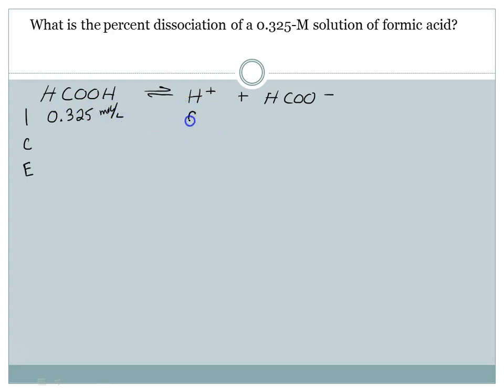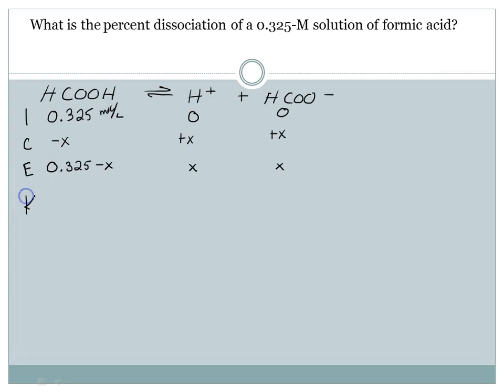My initial concentration of hydrogen ions is 0. The formate ion is 0. How is this going to change? I don't know. I'm going to have to figure that out, but I do know that products go up, reactants go down. So at equilibrium, my concentration is 0.325 minus x, and hydrogens are at x and x.